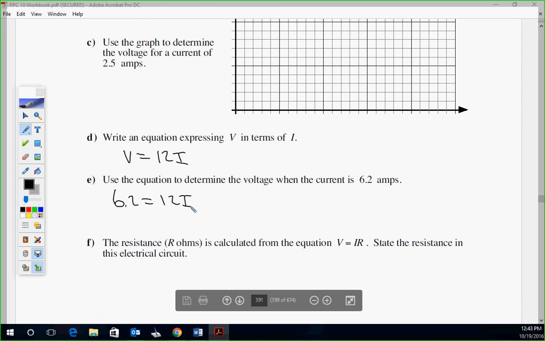Okay, so I have to divide 12 here. Oh, wait, excuse me. Nope, I wrote it the wrong way. You're right. Twelve times 6.2. I put in for the wrong variable by accident. I was jumping ahead. Okay, so that ends up being 74.4.